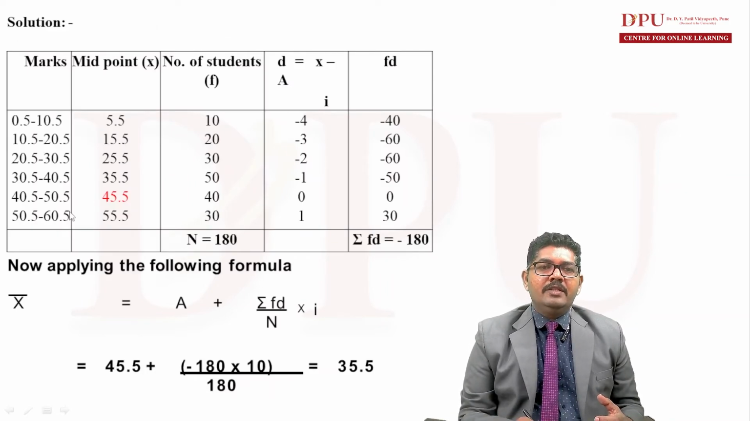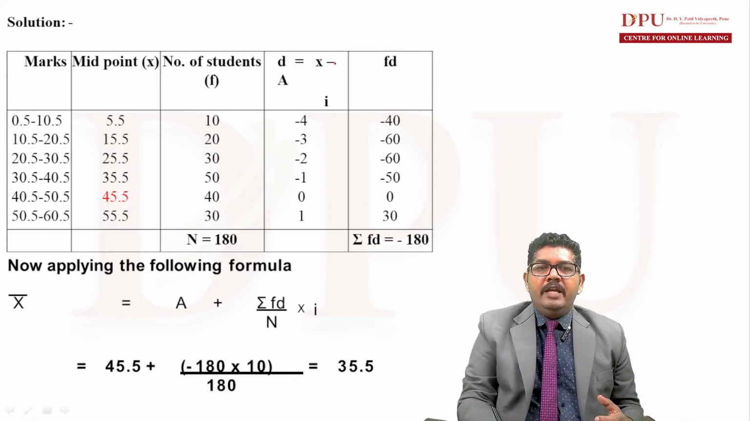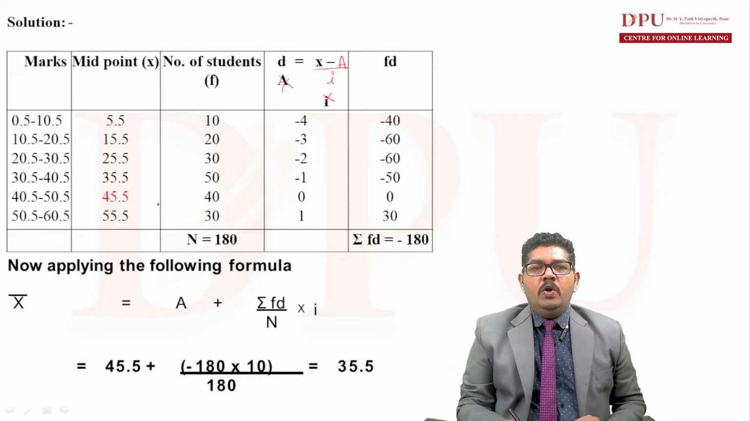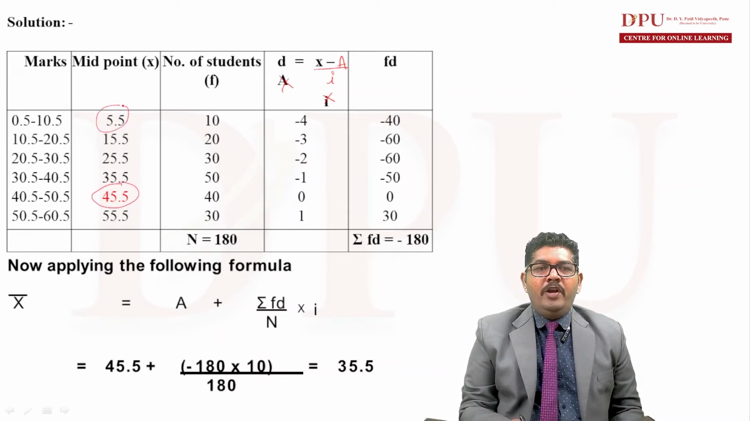So these are the classes, and then we calculate the midpoint values. Then we have the frequencies already given. This is the step deviation, x minus a divided by i. Let me write it again. So this is x minus a divided by i. Here the assumed mean is 45.5, and this is the x value, 5.5.